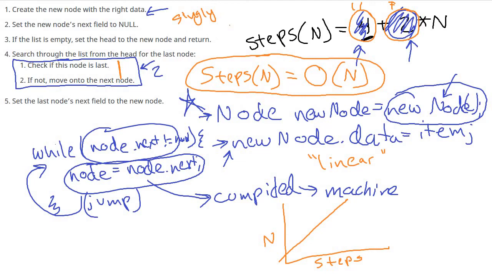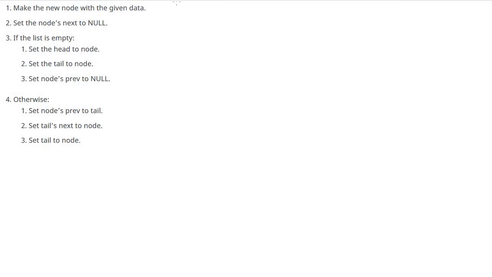All right, so here's that algorithm, the one to add to the end of a doubly linked list. And let's do the same exercise where we think about how the number of steps of the algorithm is changing in regards to n. Well, let's start again with n equal to 0. If n is equal to 0, we do step 1 and we do step 2, and the list is empty. So now we're going to do step 3.1, 3.2 and 3.3 and then return. So in this case we've done 1, 2, 3, 4, 5 steps.